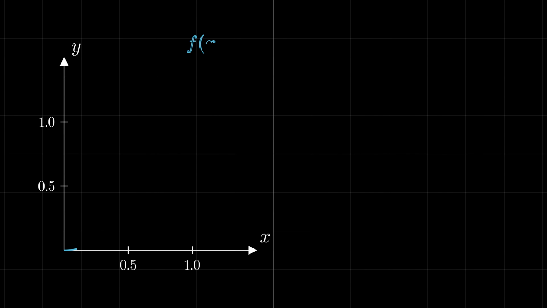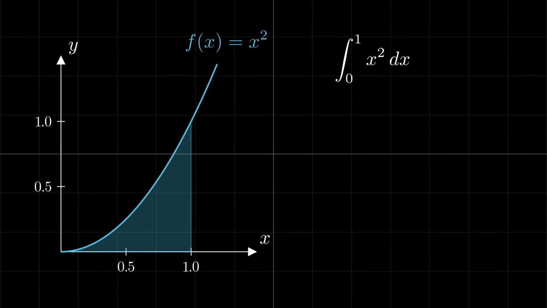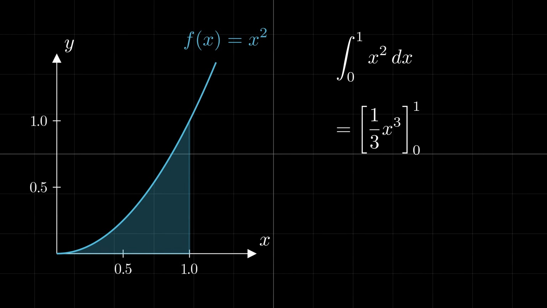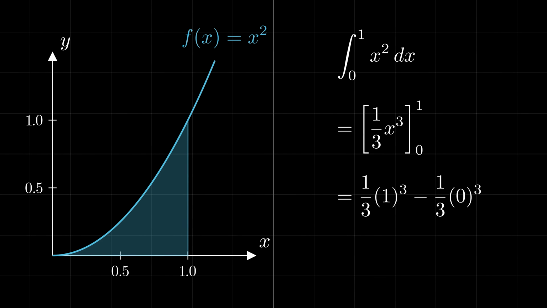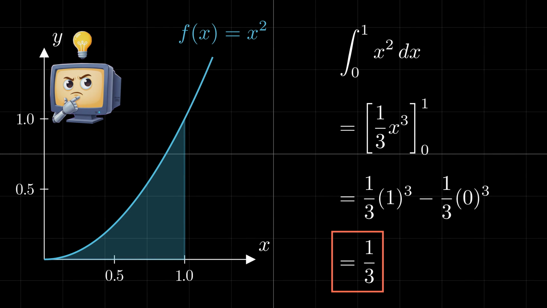Let's look at a much simpler example first. Finding the area under the curve x squared between 0 and 1. By hand, we know the exact answer is 1/3. But pretend this was impossible to solve analytically. How does a computer approximate it?